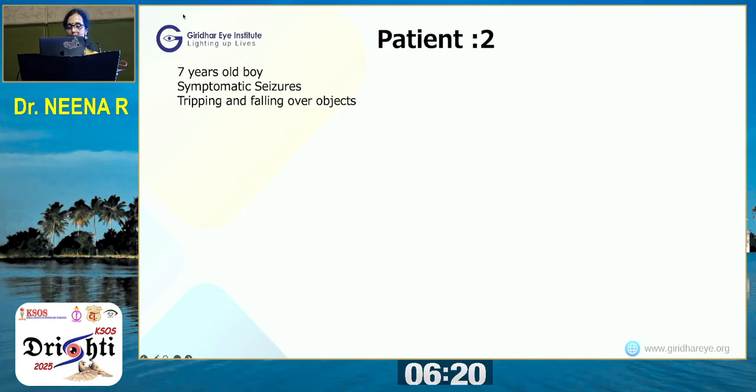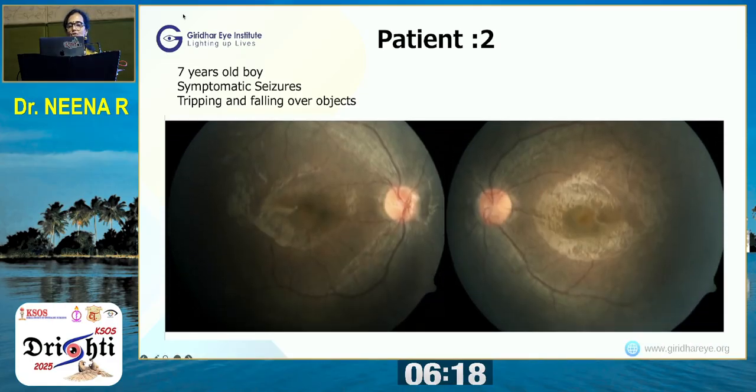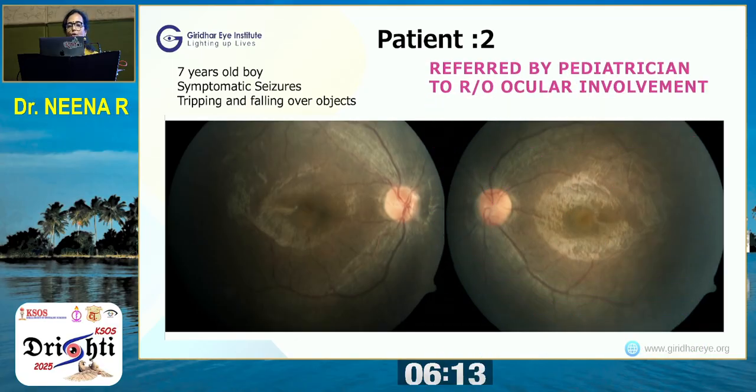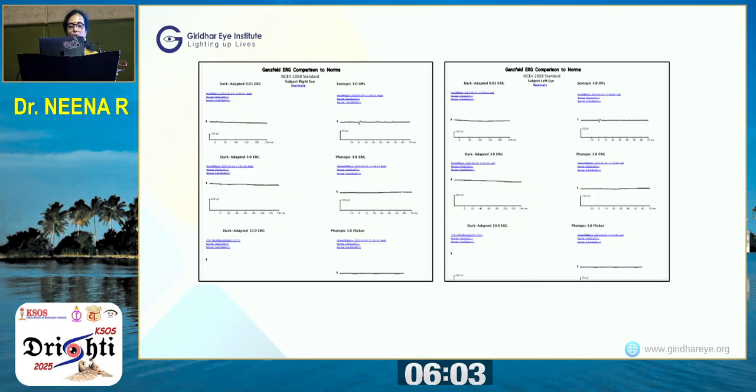So second patient was a 7-year-old boy with symptomatic seizures. He was definitely tripping and falling over objects. The pediatrician wanted to rule out an ocular pathology. This is the fundus. It does look like a retinal dystrophy, right? Looks like retinitis pigmentosa, waxy pallor. You can see some mottling. That's what I also thought. Yes, his ERG was flat. There were no waves. So what are we dealing with here?